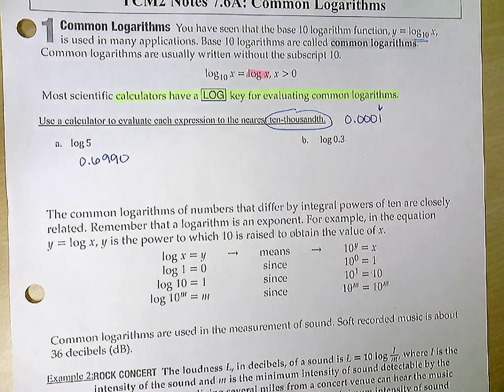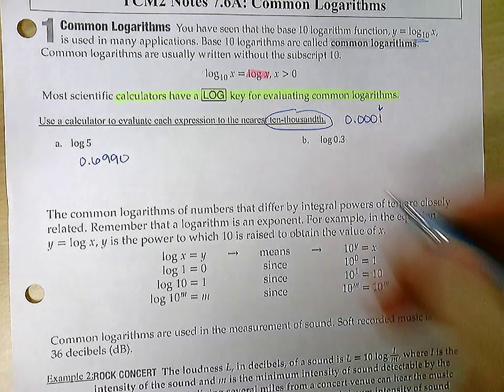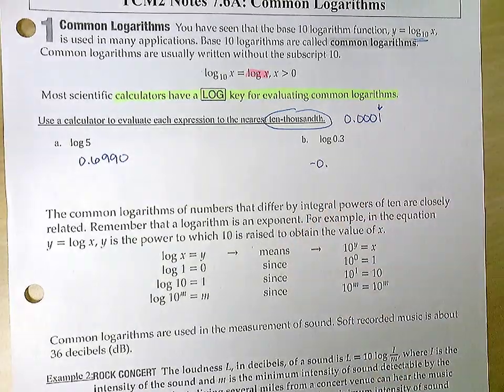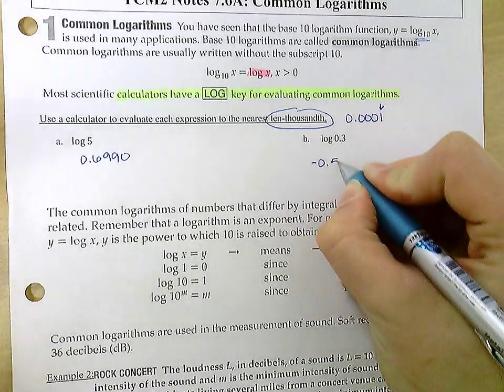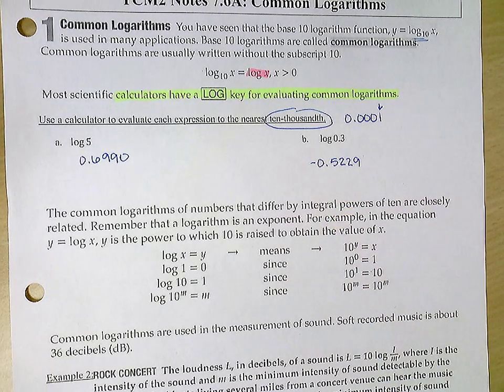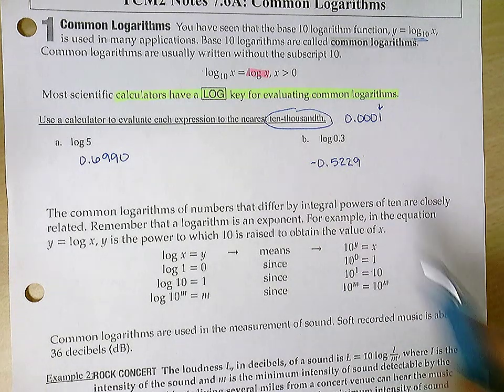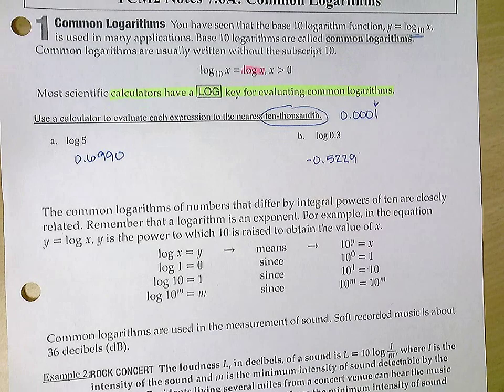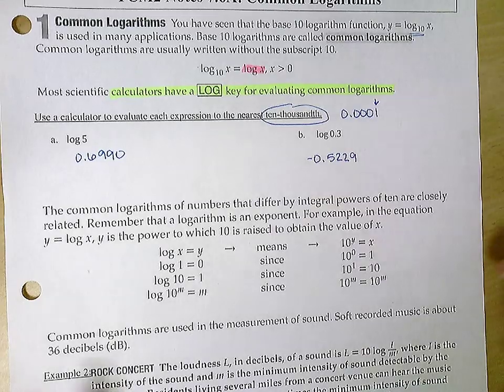Next one, enter log of 0.3 into your calculator. Log of 0.3 is negative. You should get negative 0.5229, again rounding to the 10,000th place value. Questions on how to enter that in your calculator?